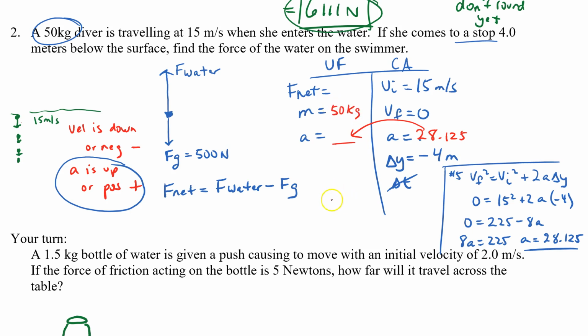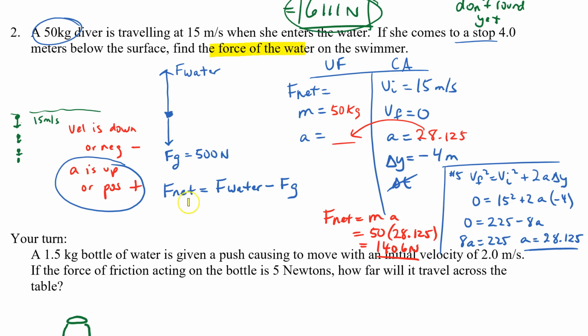So here I'm going to say Fnet is equal to mass times acceleration. So it's going to be 50 multiplied by this 28.125, which is 1,906. No, 1406, pardon me. 1406 newtons. If you get your calculator out, that's what you get. And you might think we're done, except for we don't want to know the net force. We want to know the force of the water.